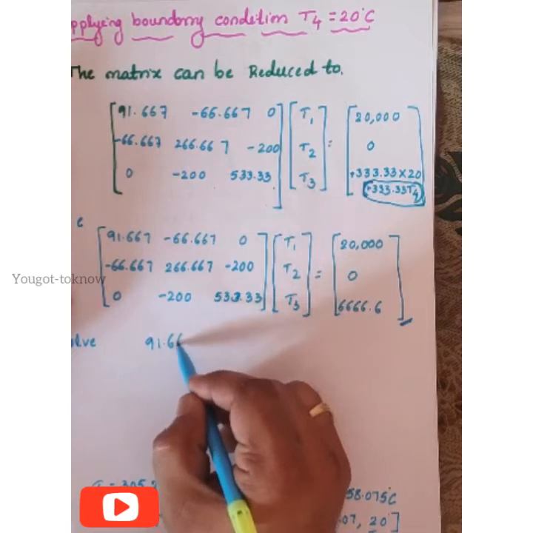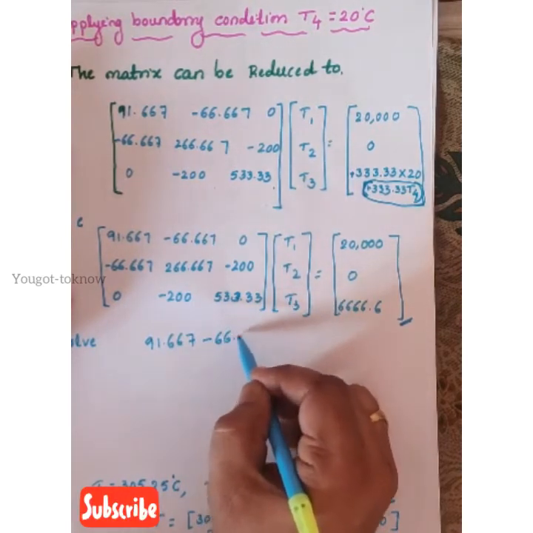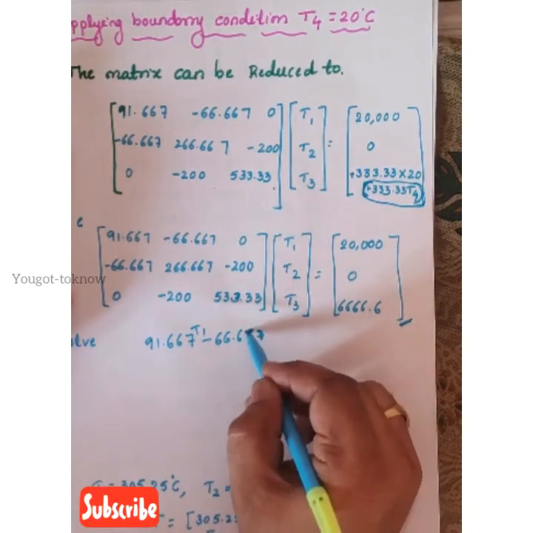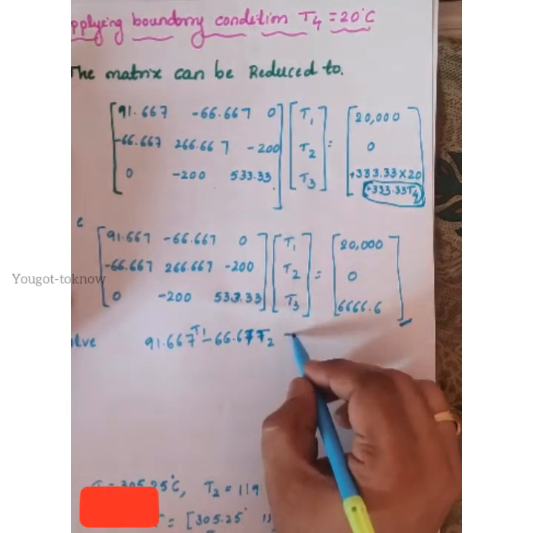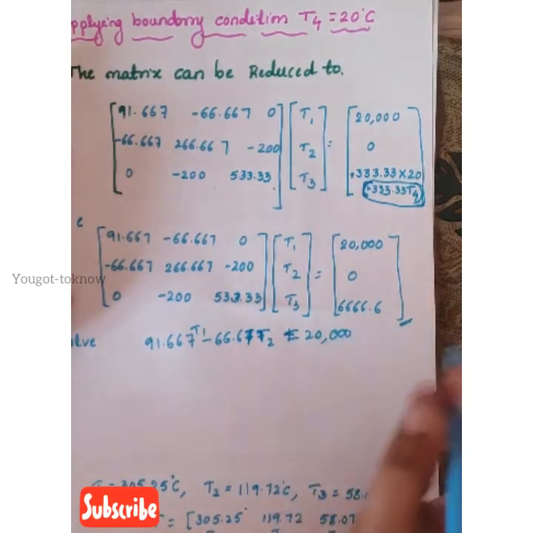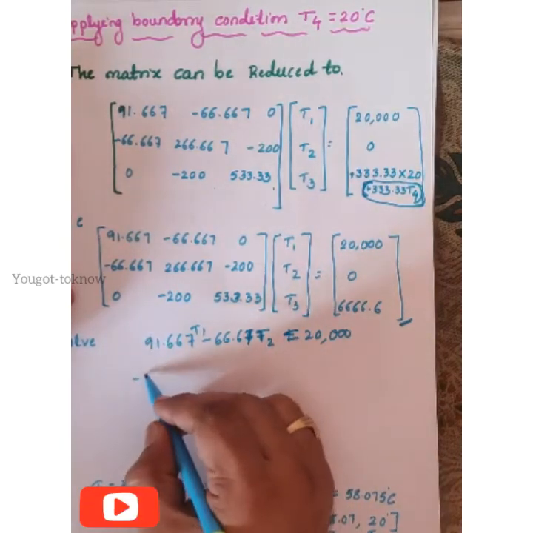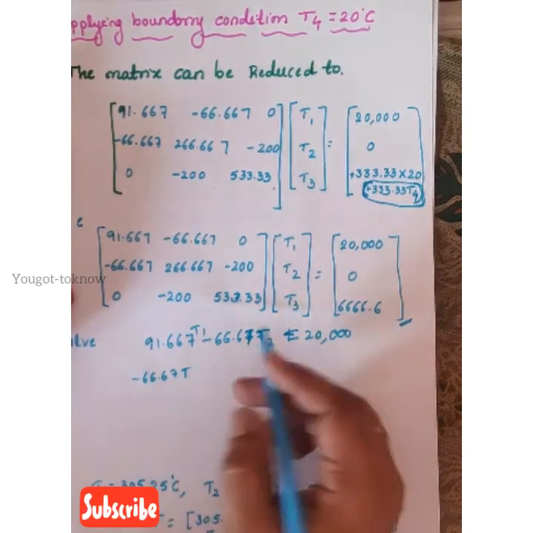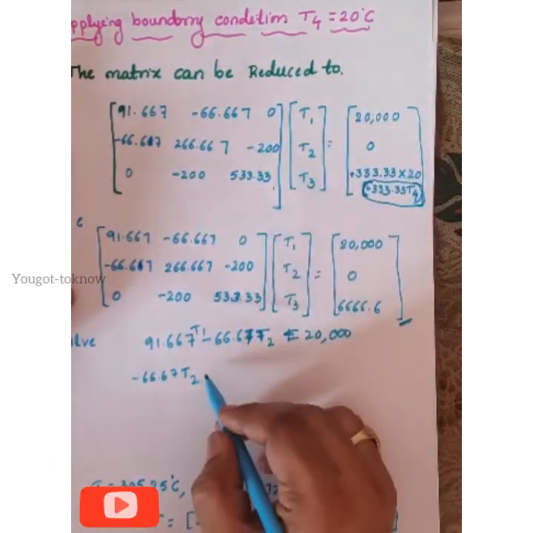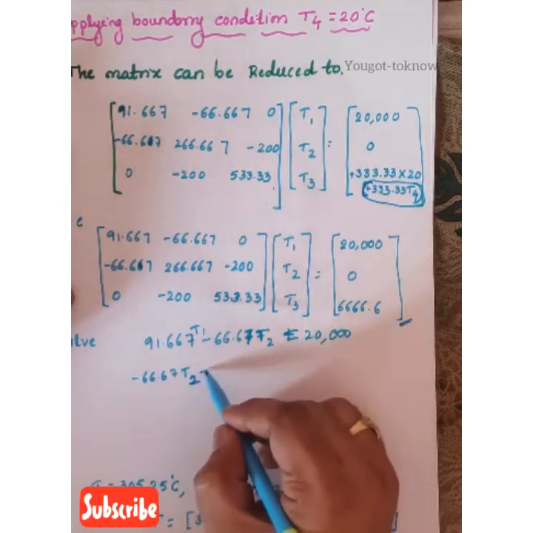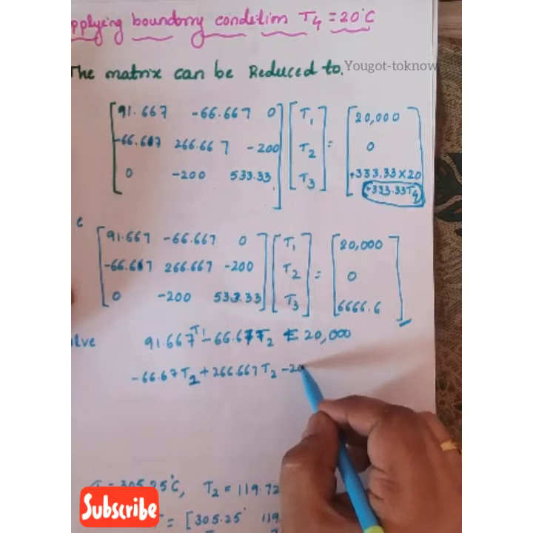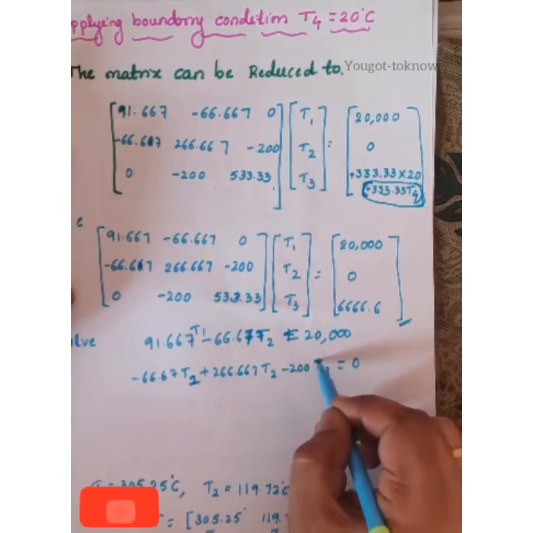99.67 minus 66.667 into T1, minus 66.67 into T2, plus T3 into 0, is equal to 20,000. This is one equation you are going to get. Then the second equation: minus 66.67 into T1, plus 266.667 into T2, minus 200 into T3 is equal to 0. This is one equation.